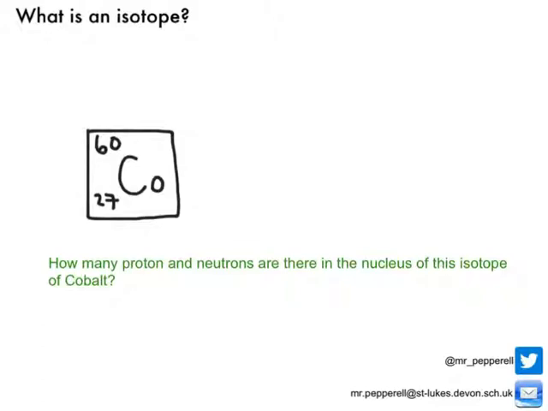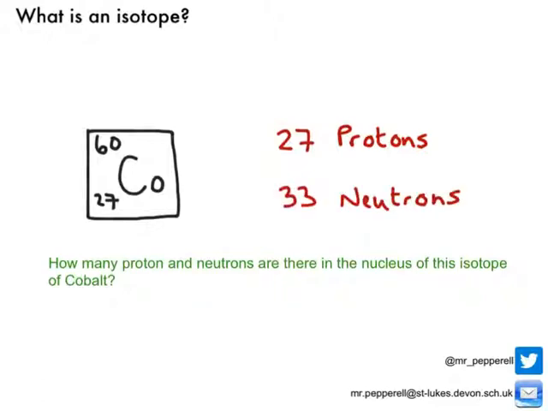So firstly, how many protons are there? Well, the protons is given to me by the atomic number there, that was 27, so you should have got 27 protons for that there. How many neutrons were there in the nucleus? Well, I've got a mass number of 60 there. Remember, the mass number is the protons plus the neutrons, so all you need to do is take the protons away from that number. So 60 minus 27 should have given you an answer of 33 neutrons.